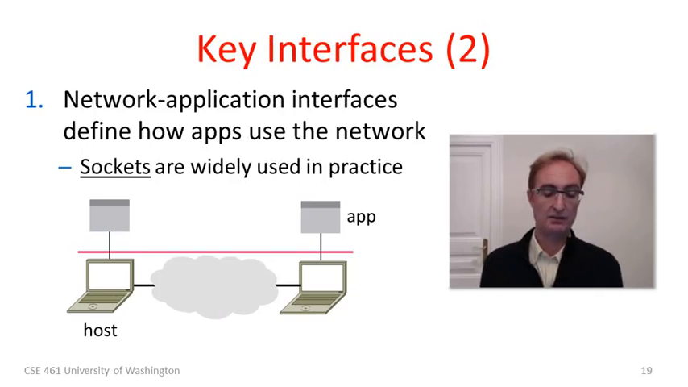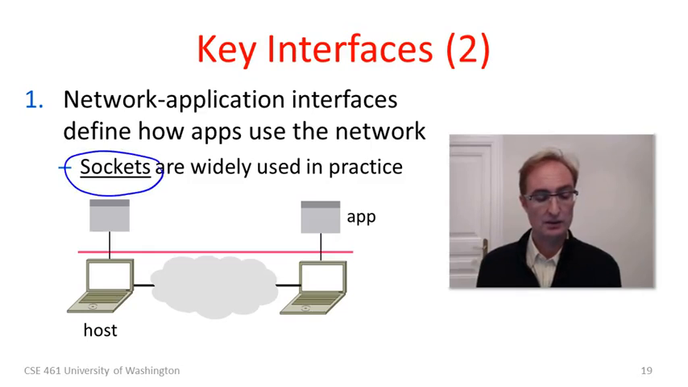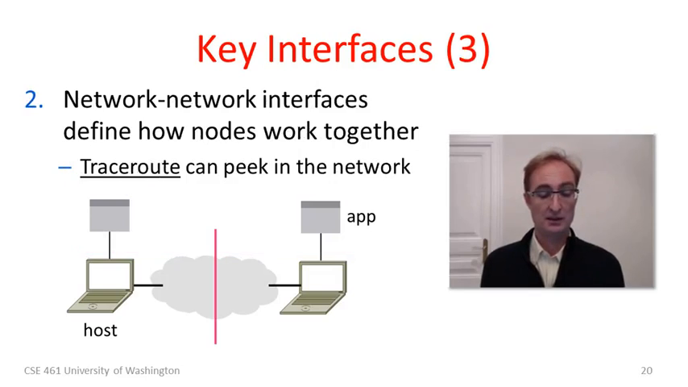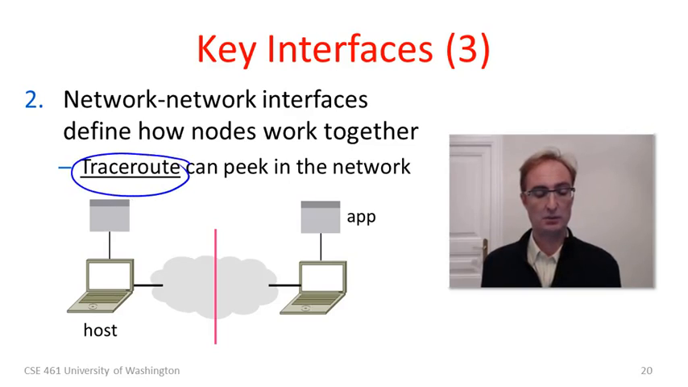The network application interfaces define how applications can make use of the network. There is one widely used network application interface called sockets, with which all internet applications are written. We'll look at sockets in a subsequent segment. The network-to-network interfaces define how the different parts of the network talk to one another, so how routers talk to other routers and how hosts talk to routers and vice versa. Often you can't see the operation of these interfaces because they're inside the network, but there is a program that we'll look at called traceroute, which will let your app, while running on a host, peek inside the network to see what's inside it.